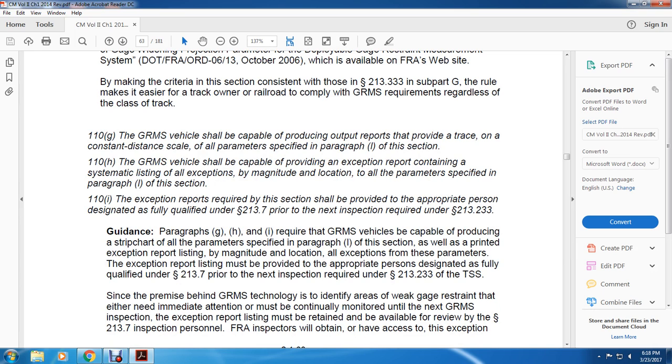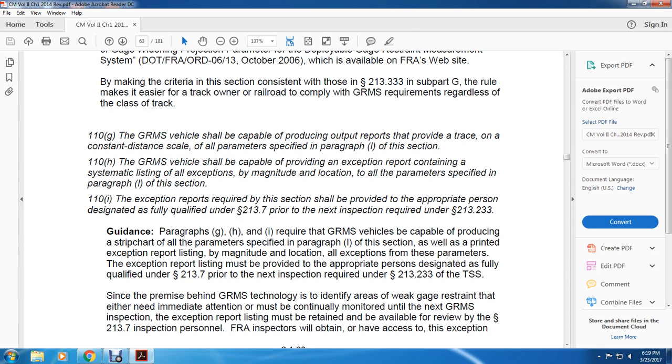Paragraph G: the gauge restraint measurement system vehicle shall comply by producing output reports provided with the trace on a constant distance scale on all parameters specified in paragraph L of this section. Paragraph H: the gauge restraint measurement system shall be capable of providing an exception report containing a systematic listing of all exceptions of magnitude, location, and all the parameters specified in paragraph L of this section.